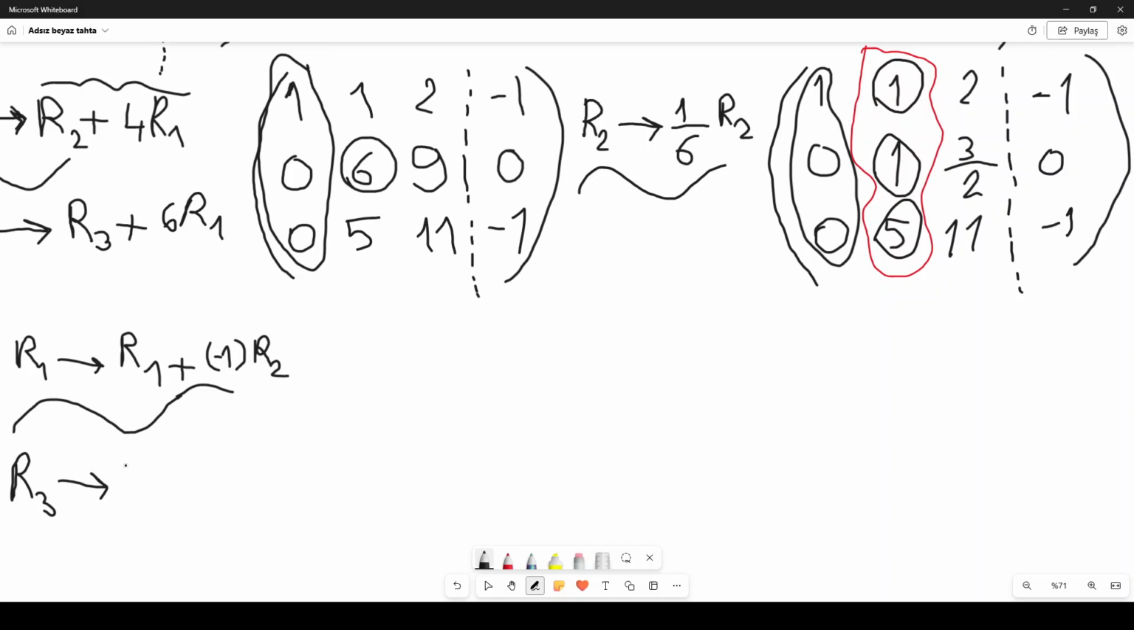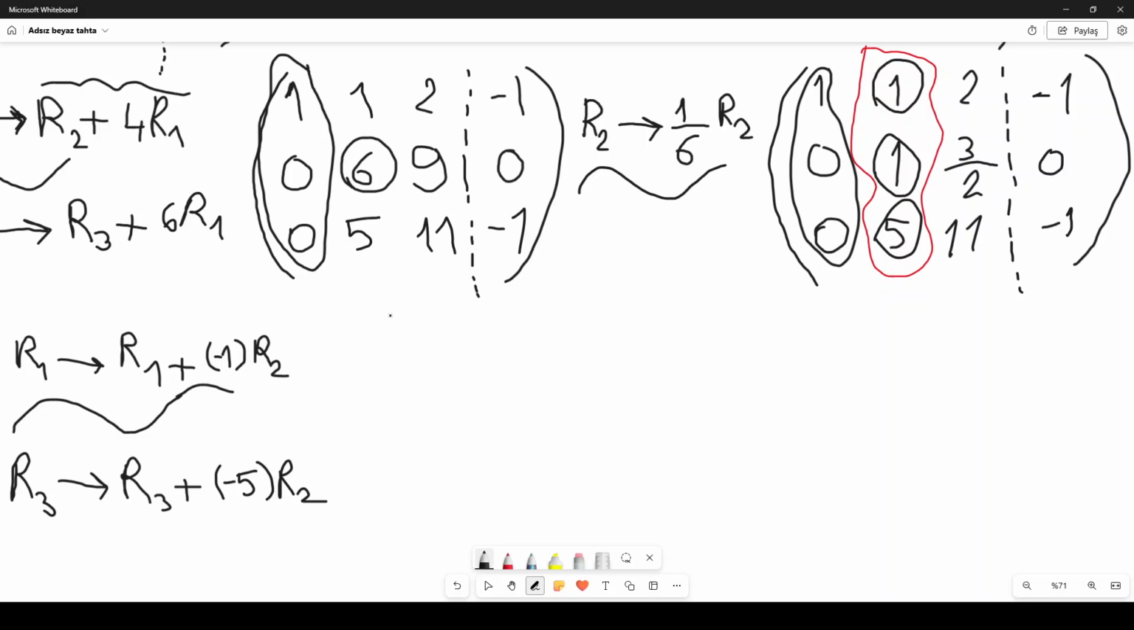And the same strategy again for the third row. I add to R3 -5 times R2, because to make this value 0 by using row number 2, I just multiply the values in row 2 by -5 and then add it to row 3. So I got 0 in this value.